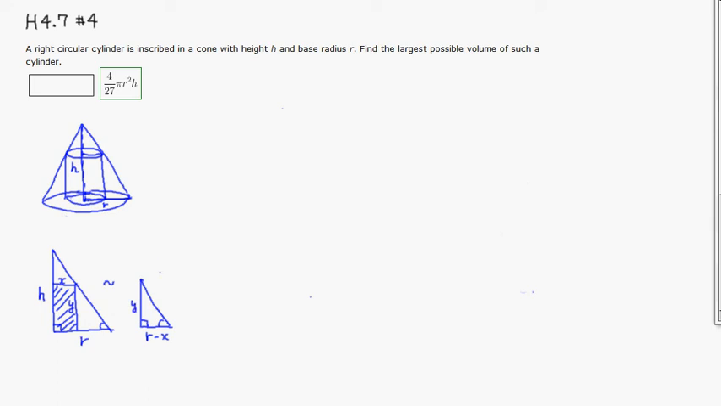So we can set up a ratio. y to h is going to be the same as r minus x over r, right? So from here, we can have an expression for y. y is going to be h over r, because I'm multiplying both sides by h, times r minus x.